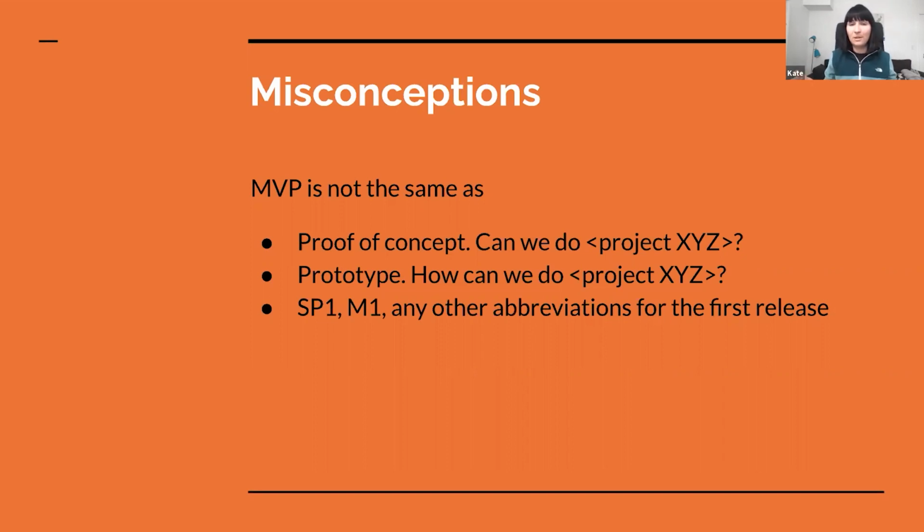There doesn't need to be anything that customers work with, and obviously it's not something that they would be paying money for. So the next one is prototype. That's closer to MVP, but it's not something that you can monetize. And prototype is meant to answer the question, how can we do this project XYZ? So it would come after proof of concept. Prototype can be a presentation, a recording, like remember the Dropbox example.